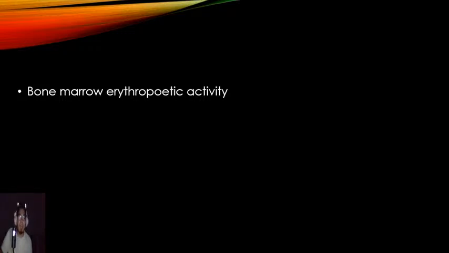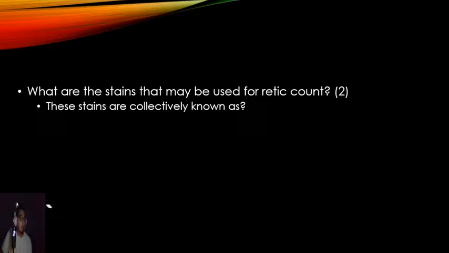For acute blood loss, I don't think you're going to see a change in a patient's count unless it's massive blood loss. All right? So it detects erythropoietic activity. Usually it has something to do with the erythropoietin of the patients.